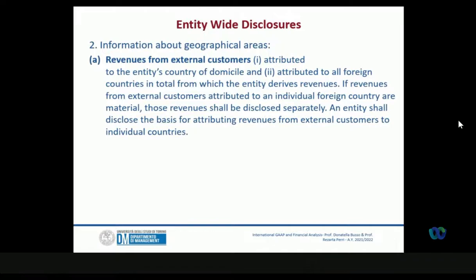So what are the revenues from external customers in different areas of the globe? In Europe, as I mentioned, in America, Australia, and so on. This is important to understand the risks that are sometimes related to the developments in economic and political movements in different areas of the world.